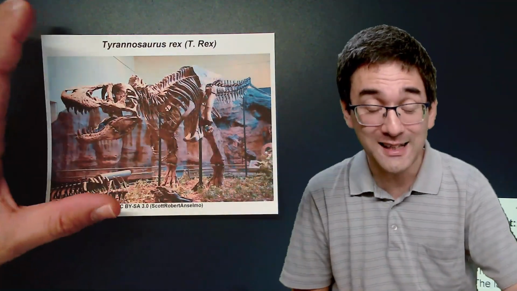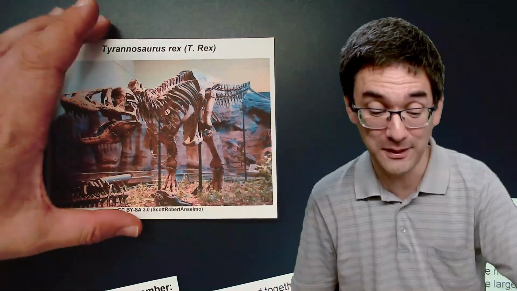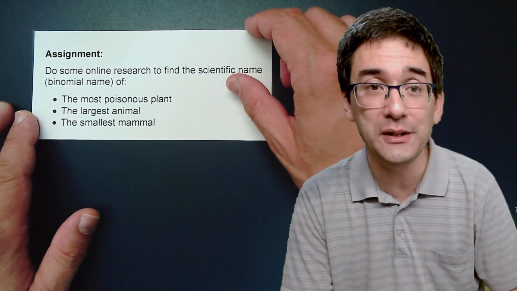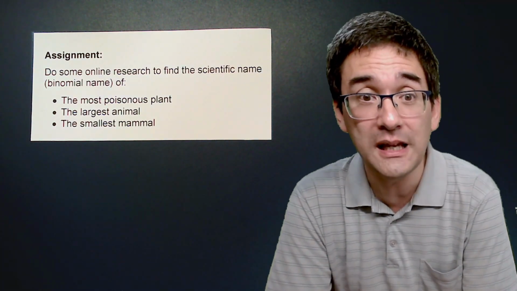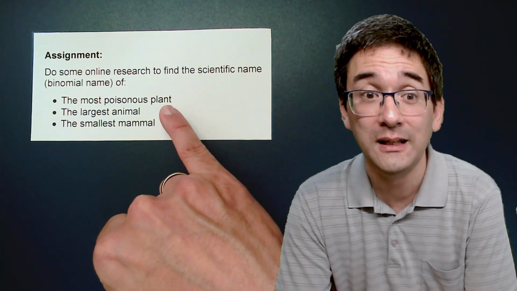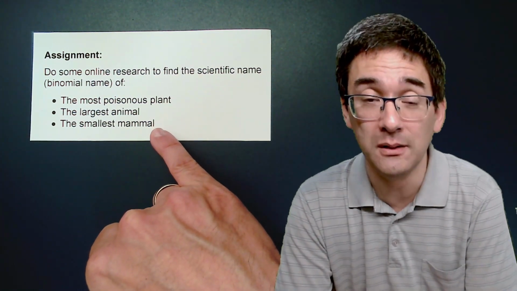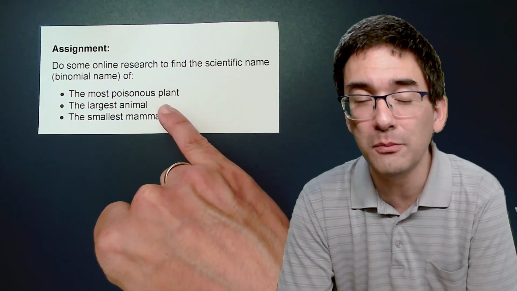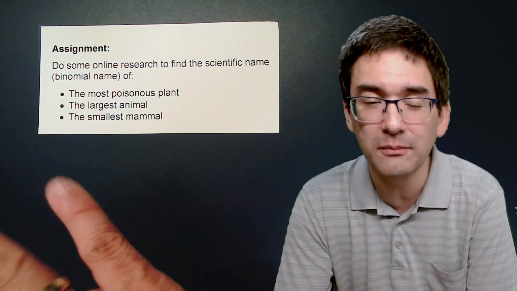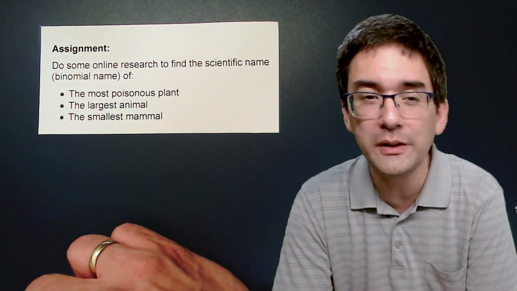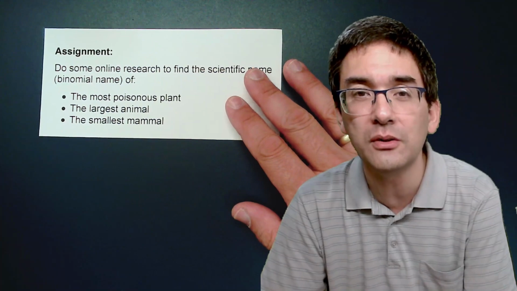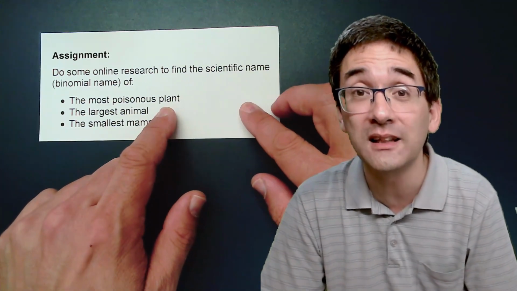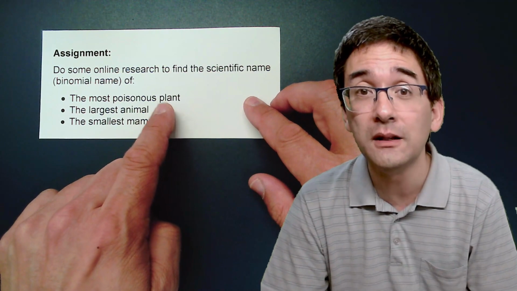And last but not least, I do have an assignment for you, to practice a little bit of researching. What I want you to do is the following: do some online research and find the scientific name, the binomial name, of the most poisonous plant, the largest animal, and the smallest mammal. Now, you might get conflicting information because some people disagree a little about what the smallest mammal is, but it doesn't matter. The point is that you do a little bit of research and find the binomial, the scientific name, and maybe if there's also an English name, then include that.